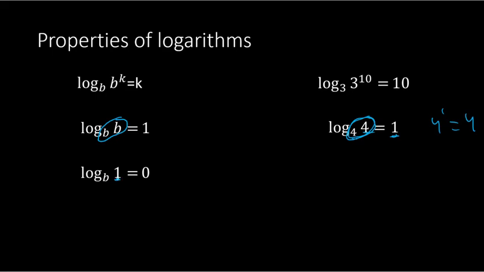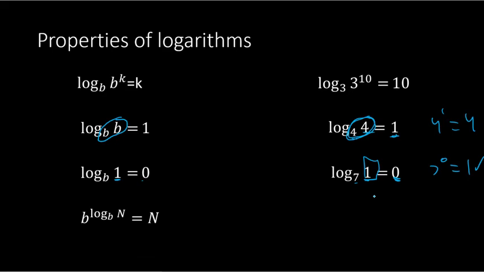The third property is log base b of 1 will always equal 0. So if we have a 1 here, your answer will always equal 0. For example, if we have log base 7 of 1, that equals 0 because if we convert into exponential form, 7 to the 0 power equals 1. Right? So anything to the 0 power is 1. So if this number is 1, the only way to get 1 is if 0 is your exponent. So if this number is a 1, your answer will always equal 0.